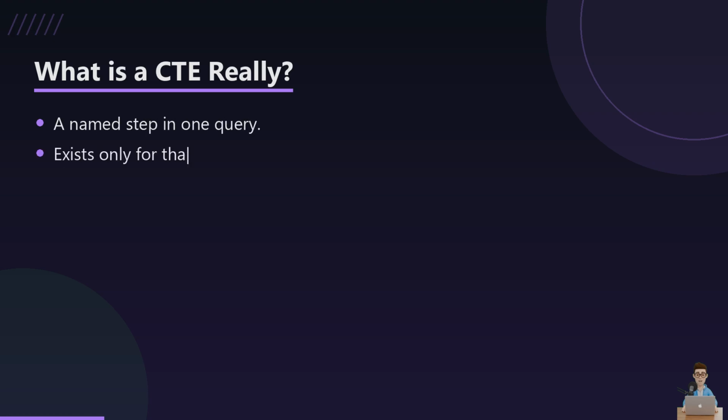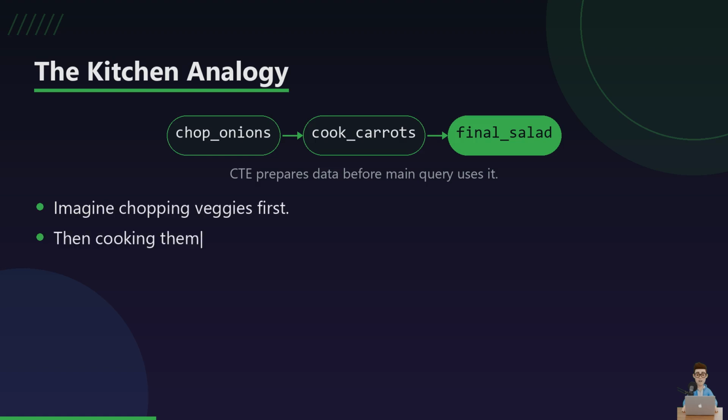So here's the technical definition, but don't panic. A CTE is just a named temporary table you define inside your main SQL query. It disappears immediately after the query runs. Think of it like naming a step in a recipe so you can reference it later without writing everything down again. Here's the trick to visualize this.